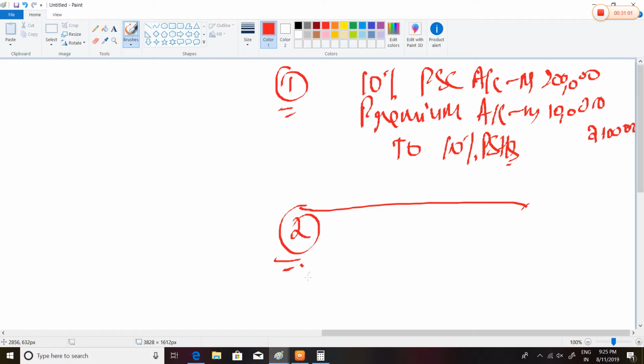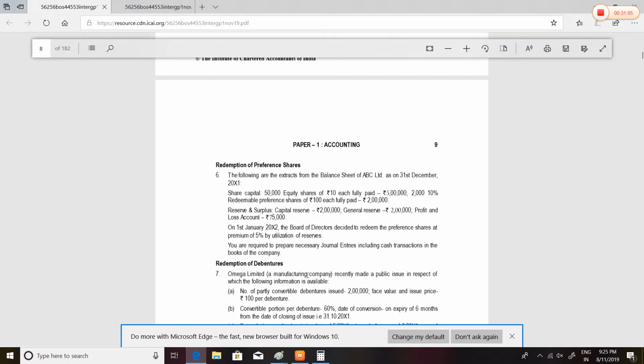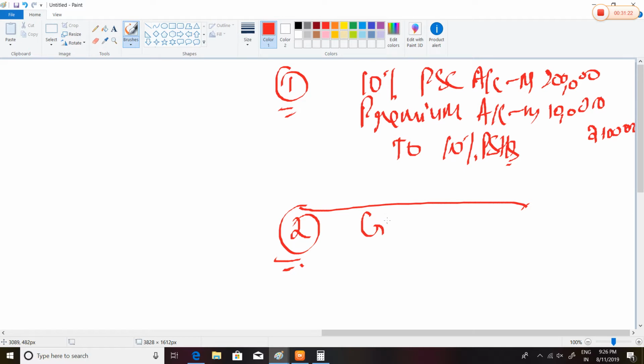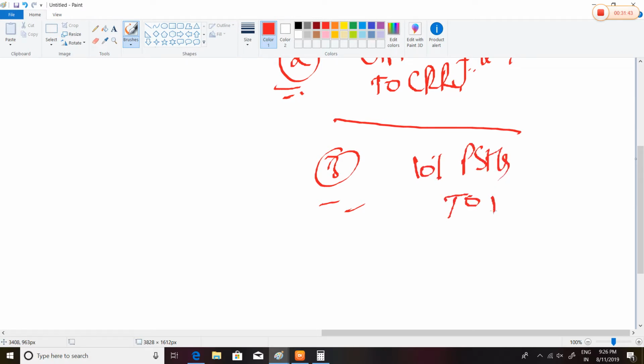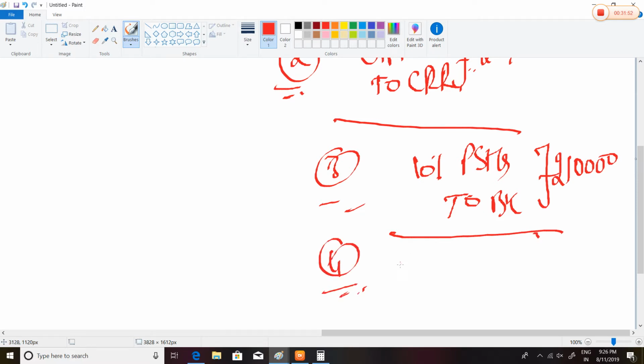Then we have to create what? Capital reserve of this 2 lakh. Okay, capital reserve of this 2 lakh, capital redemption reserve. It will be from general reserve only. Okay, general reserve to capital redemption reserve, 2 lakh. Then make the payment. Third, 10% preference shareholders account debited to bank, 2,10,000. Fourth, writing off premium on redemption, so profit and loss account debited to premium on redemption, that is 10,000.